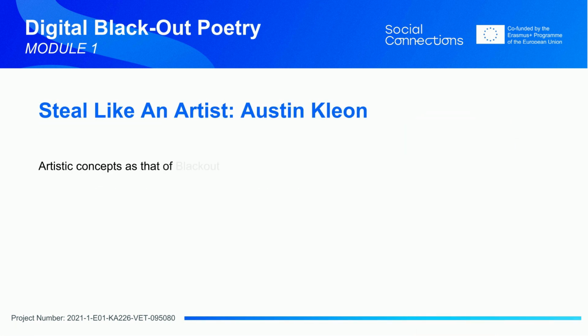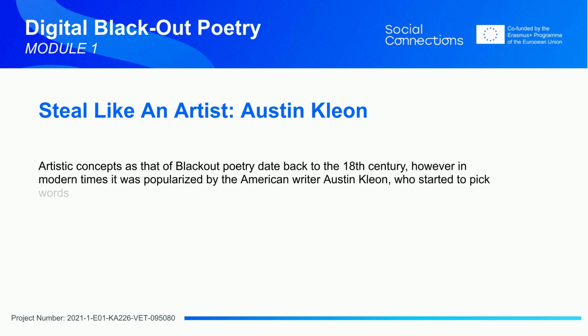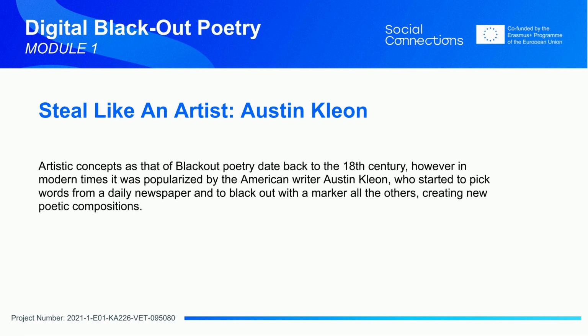Artistic concepts such as blackout poetry date back to the 18th century. However, in modern times, it was popularized by the American writer Austin Kleon, who started to pick up words from a daily newspaper and to black out with a marker all the others, creating a new poetic composition.